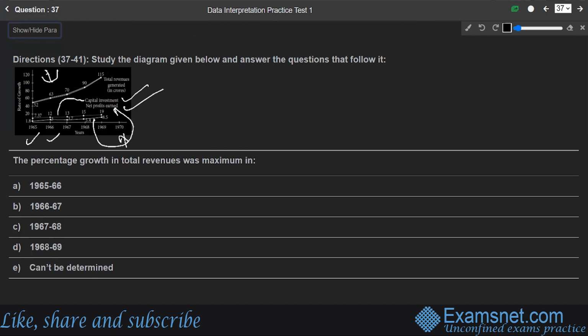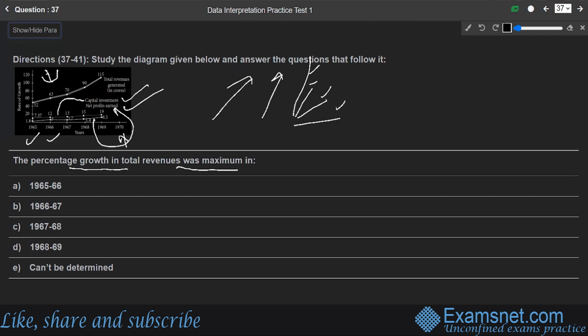On the y-axis we can see the rate of growth, so obviously this has to be in percentage. If the rate of growth is given, it is always in percentage. The first question is: in which year was the percentage growth in total revenue maximum? Percentage growth can be calculated as the increased value minus the older value, divided by the older value, into 100%. But this can be observed from the chart also, wherever you have the maximum slope. This is very low slope, this is higher, this is very high, this is even higher.